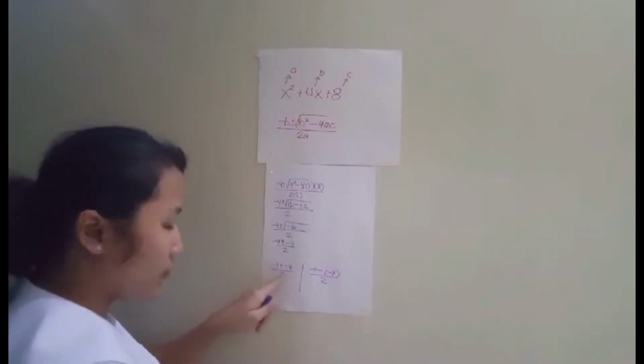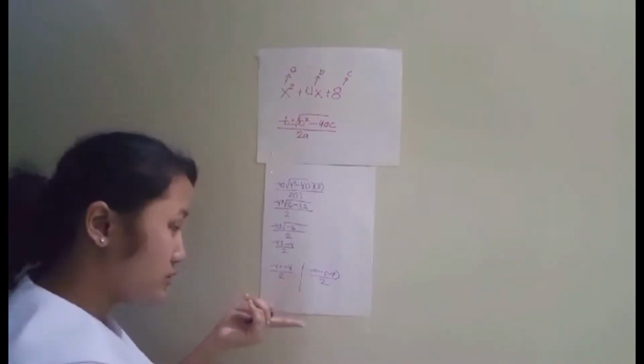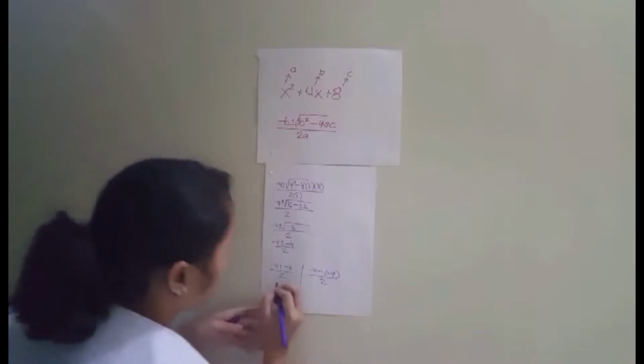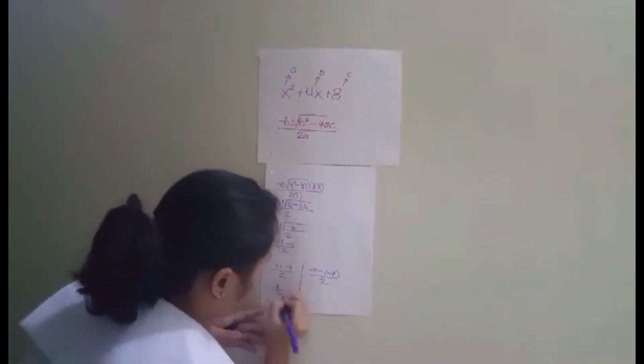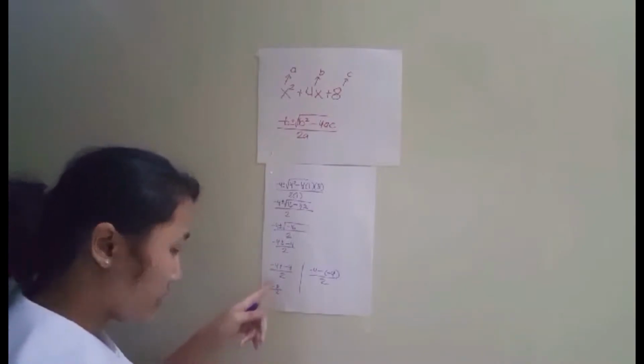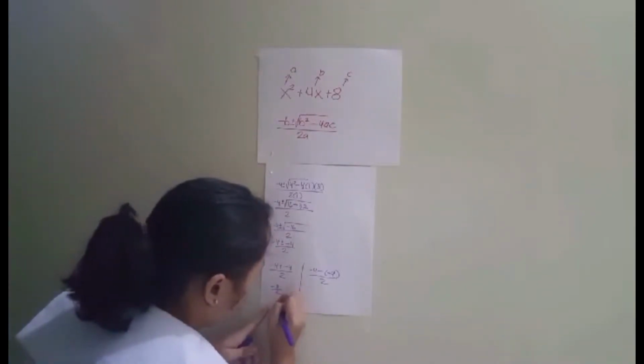So negative 4 plus negative 4 is equal to negative 8. So negative 8 over 2. You're going to have to simplify that. So it's going to be negative 4.